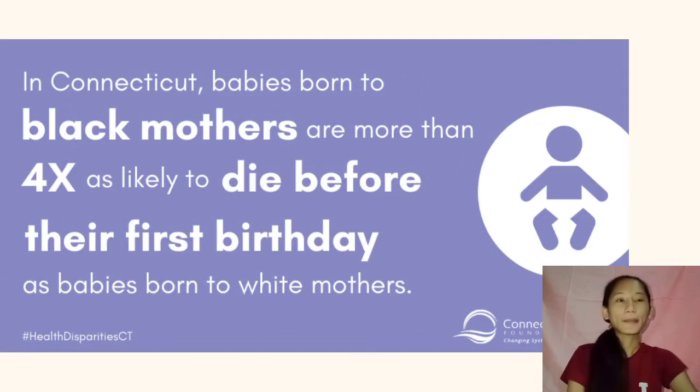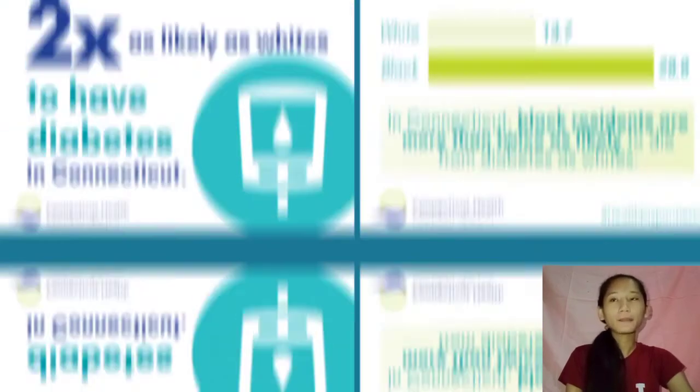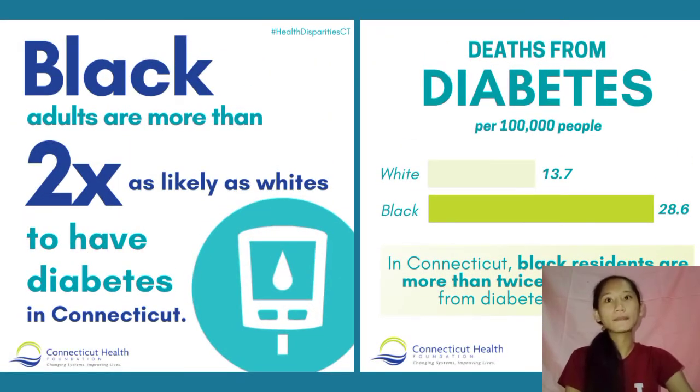In Connecticut Foundation data, babies born to colored mothers are more than 4 times as likely to die before their first birthday in comparison to babies born to white mothers. To add, black or colored adults are more than 2 times as likely as whites to have diabetes in Connecticut. And deaths from diabetes per 100,000 people show that colored people have higher death rates compared to white people. In Connecticut, colored residents are more than twice as likely to die from diabetes in comparison to white people.